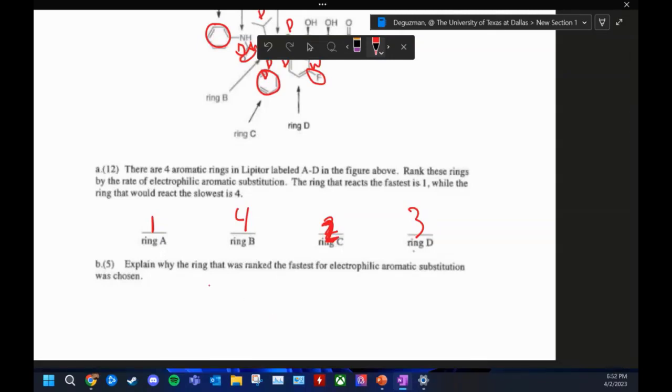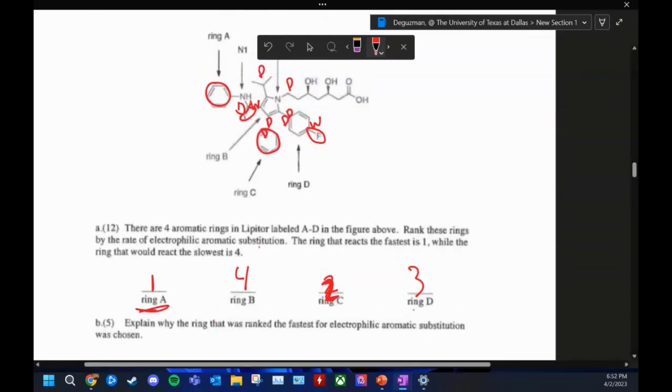Why is the ring ranked fastest for electrophilic aromatic substitution the one we chose? Remember, it should be A, yeah. So it should be A. Okay? It's because we have those electrons at nitrogen, and it's an electron donating group.